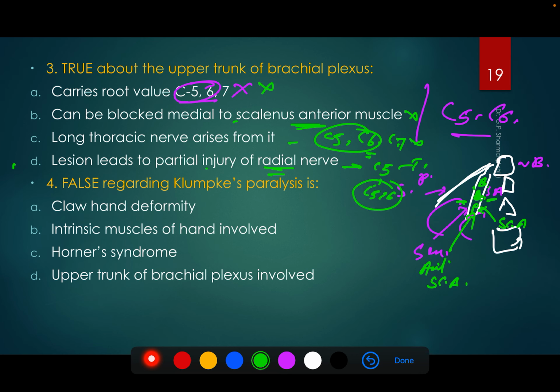That's why we say it's a partial injury to the radial nerve. Let's go to question number 4.